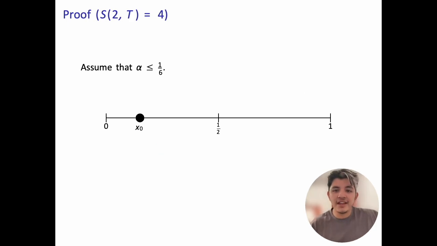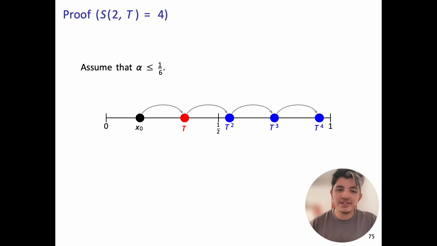And now let's assume that alpha is less than or equal to 1/6. Then if we apply T, we jump this, and without loss of generality, let's assume that T to the 2 lies in a different subinterval as T, so that the dynamical Schur number is not number 2. Then for T to the 3 and T to the 4, these three values lie in the same subinterval. This is because 3 times alpha is less than or equal to 1/2. In other words, T to the 4 cannot escape from the same subinterval as T to the 2. And it follows that the dynamical Schur number is 4.